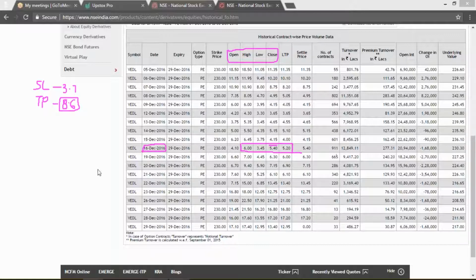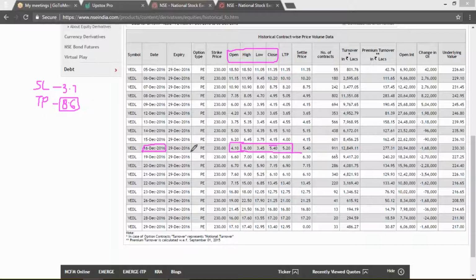Okay. Anurag, are you clear with how to use this chart? You just look for open, high, low, close. So closing was 5.4. This is the chart of the premium at which you'll be buying and selling.